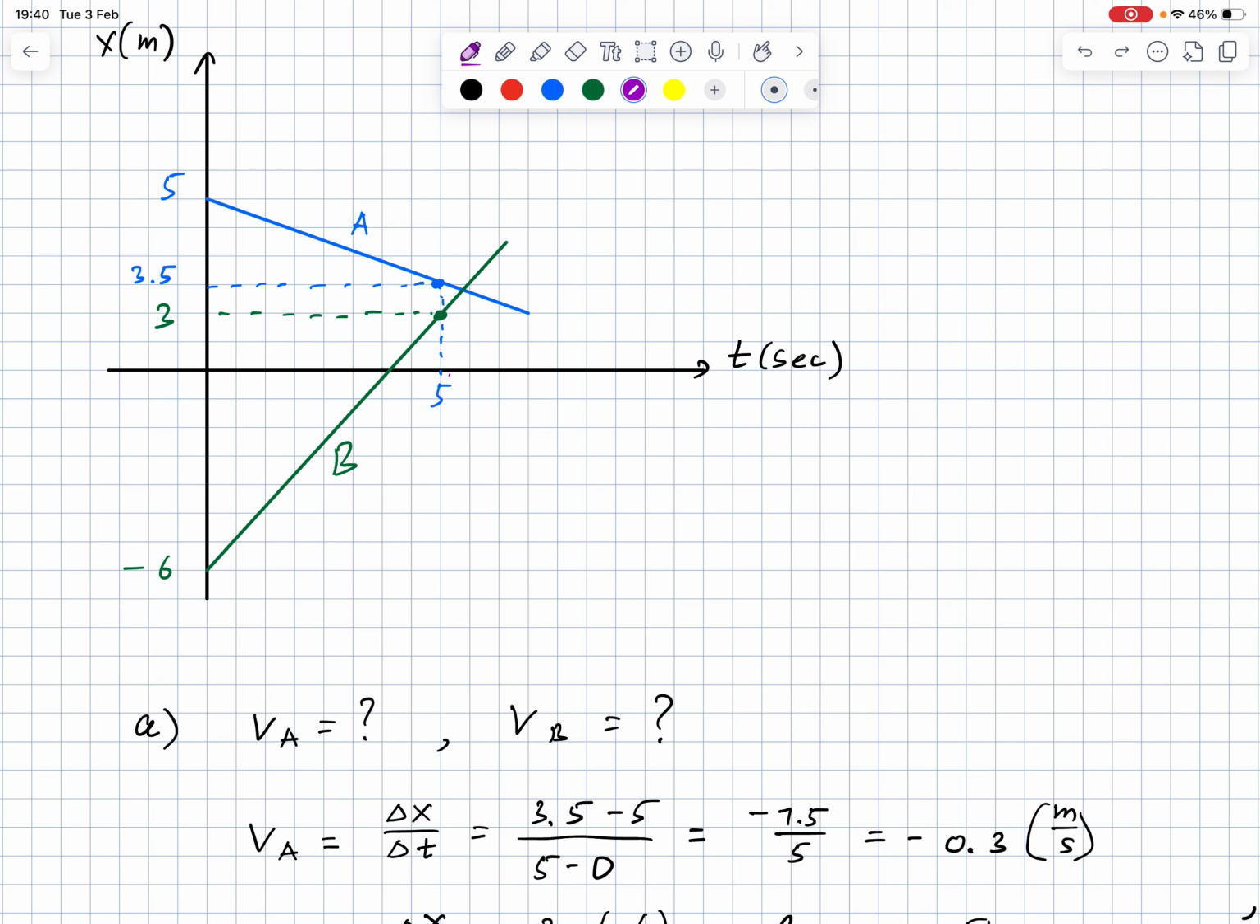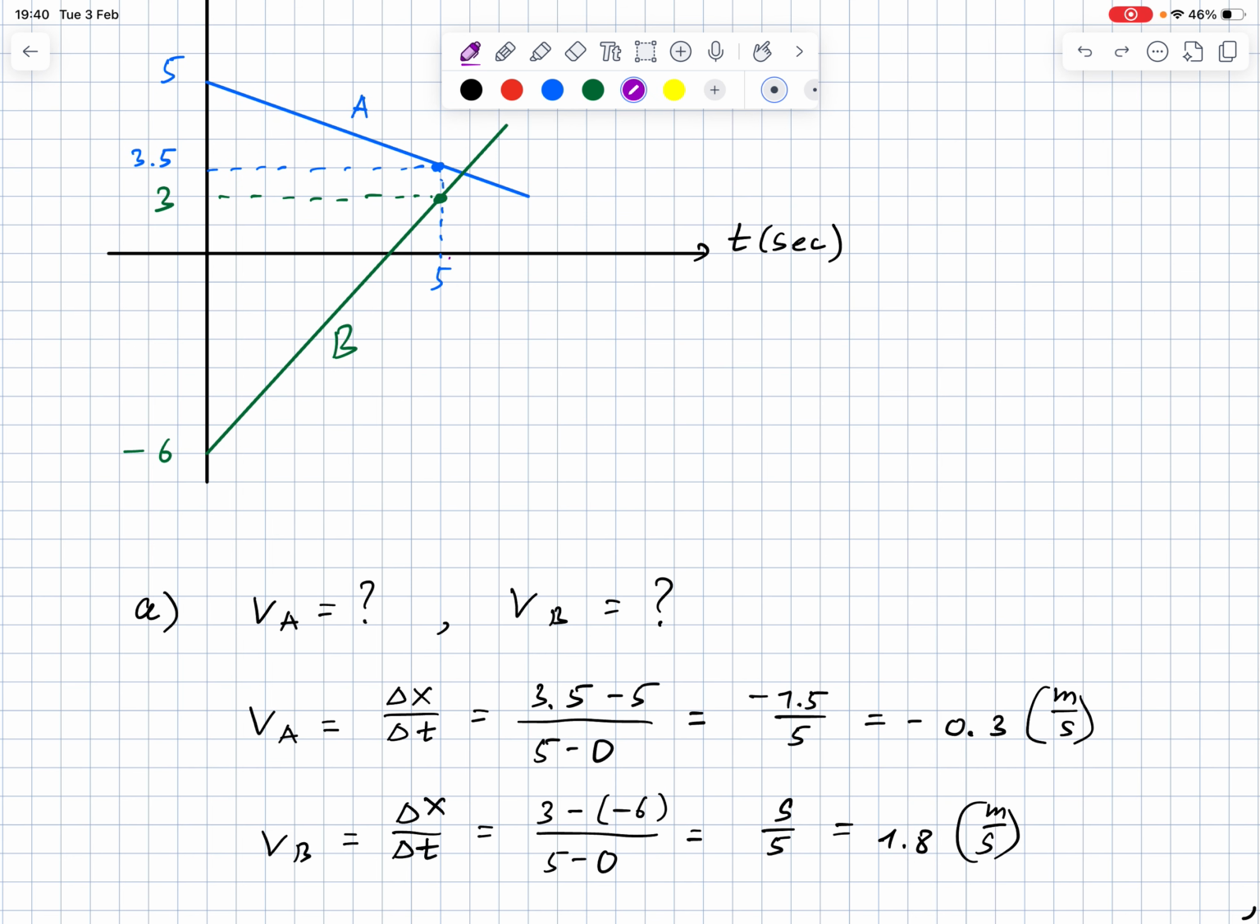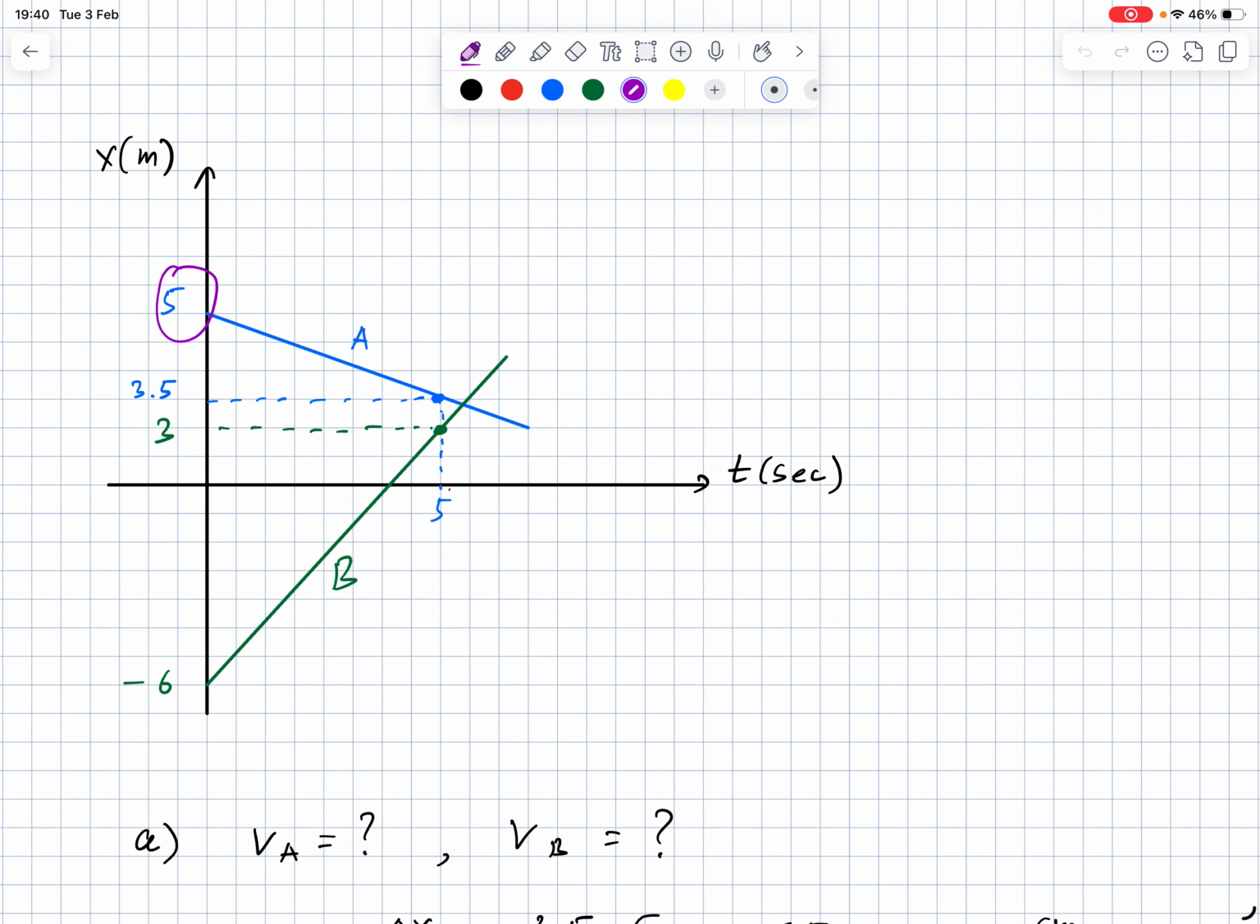Now we see that at time 5, the final position is 3.5, as you can see here, minus initial position 5 at time of 0 seconds. Okay, we can calculate and find that the velocity of the first, let's call it A, is minus 0.3 meters per second, which means that this object actually moves towards the origin, or in the negative direction with respect to the direction of the x-axis.